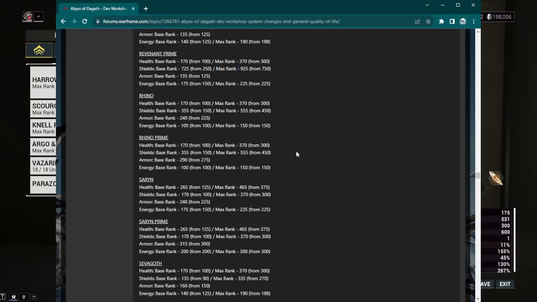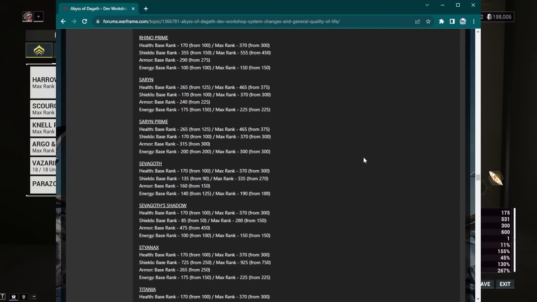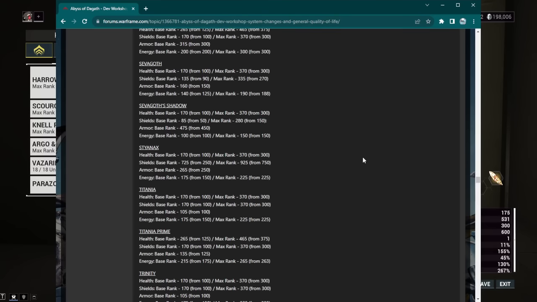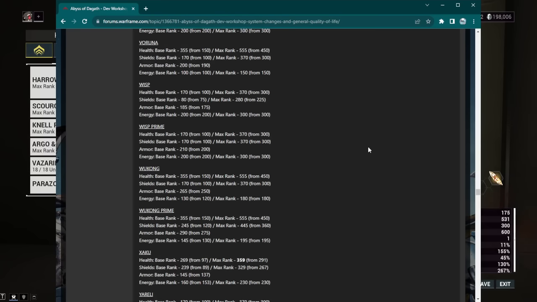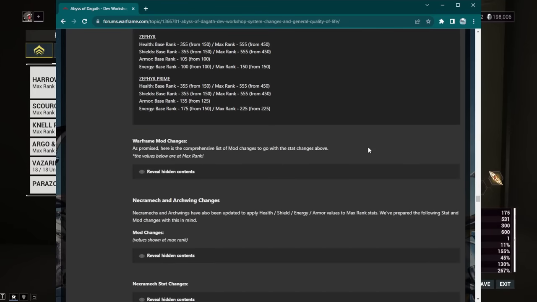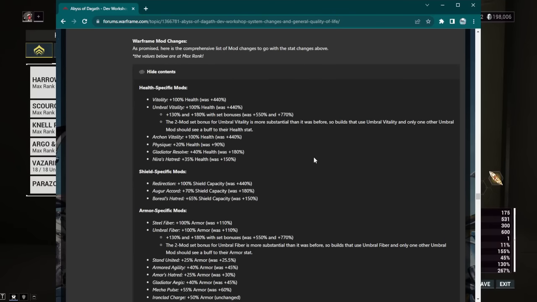Some other things, they're buffing Rhino's base armor, Rhino Prime's base armor. They're not really buffing too many other important things, but yeah, another good frame for shield gating, Styanax, would be a great frame for shield gating. So if you want to read every little individual change, go for it. That's not really the purpose of this video. We got some Warframe mod changes. Nothing too phenomenal here.